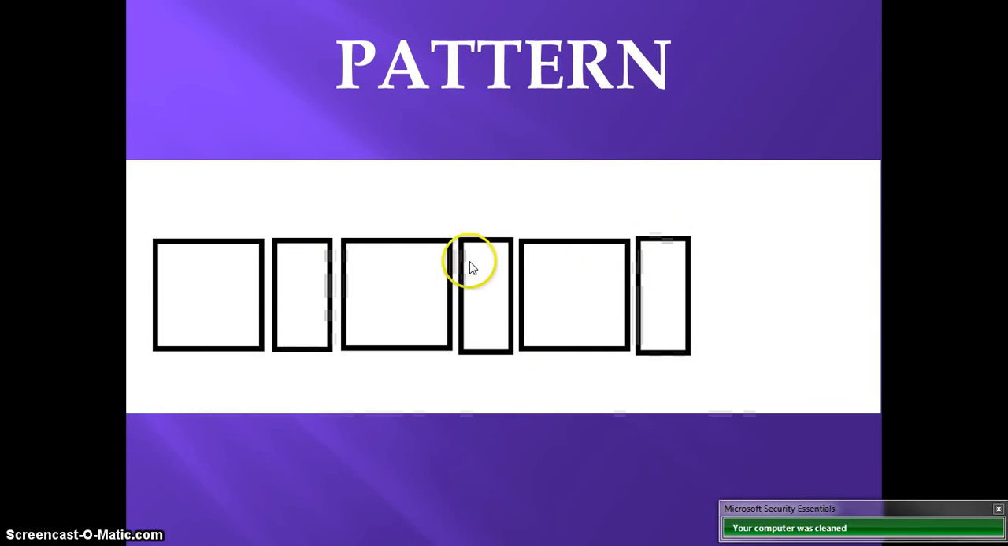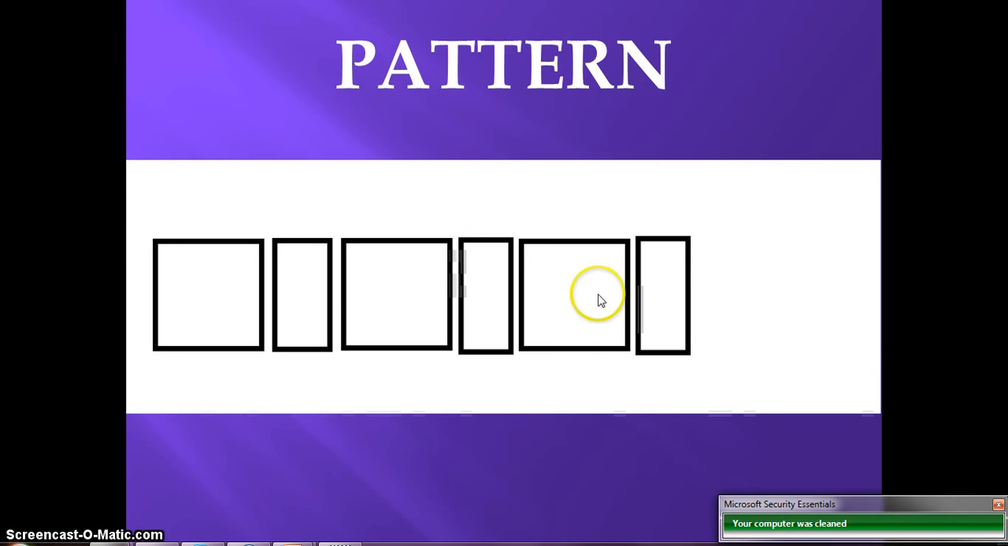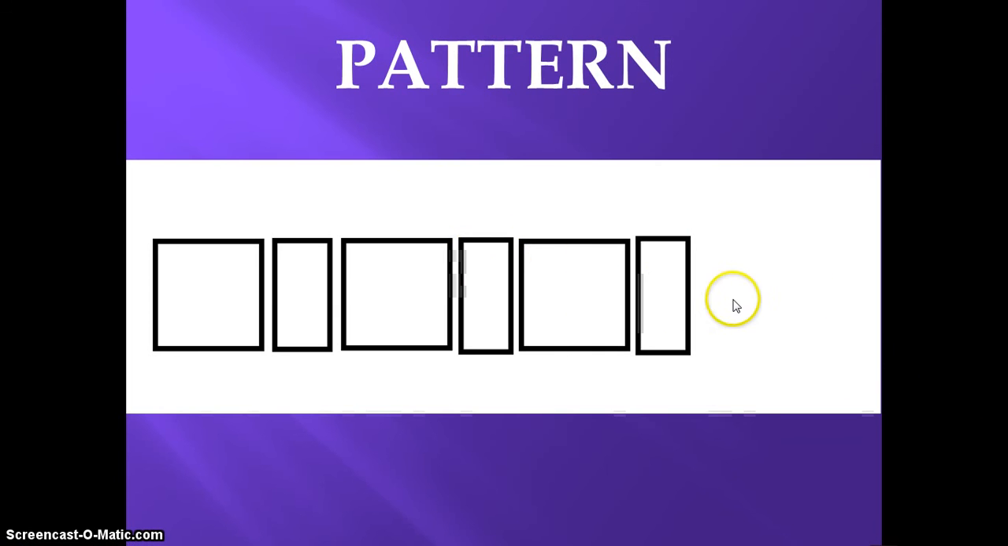Square, rectangle, square, rectangle, square, rectangle, square, rectangle. Then we'd go to a square and then a rectangle. It repeats, so this pattern lets us know what's coming next.